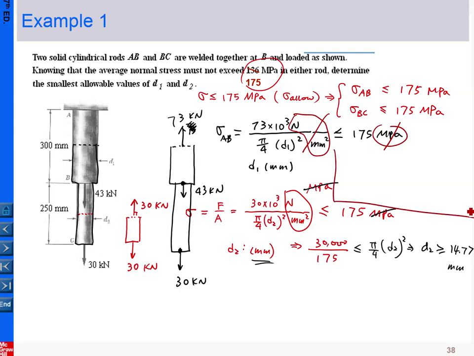So from here you can see 73,000 divided by 175 is less than or equal to pi over 4 D1 squared. From here you should be able to find out D1 is greater than or equal to 22.6, in unit millimeter. Okay, so that is for this question.